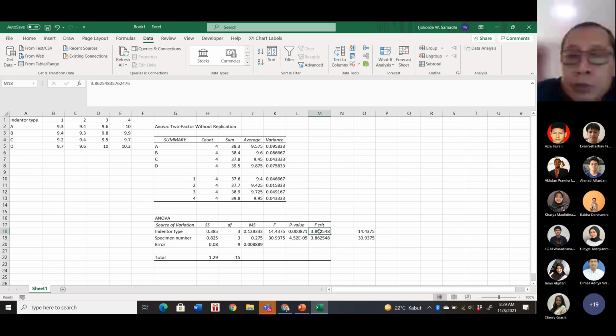and it also gives you the critical F-value if you want to use the traditional approach in hypothesis testing. In which case, we compare this one to that one. Because the F0 value is way larger than the critical F value, we can say that the effect of indenter type is significant. Likewise, the effect of specimen number is also significant. All right, any questions here?